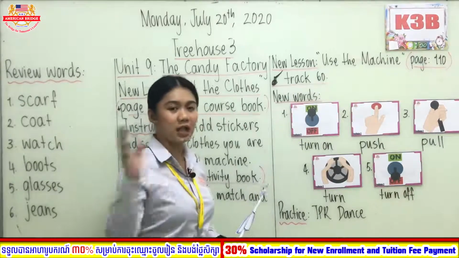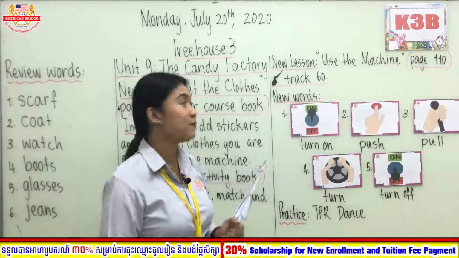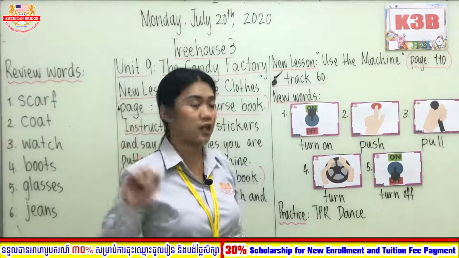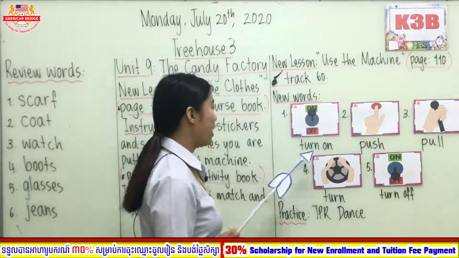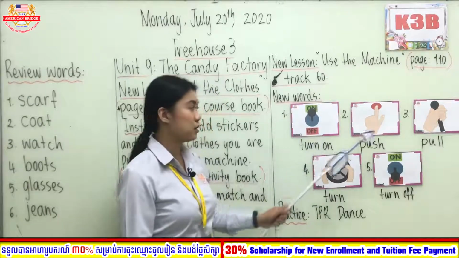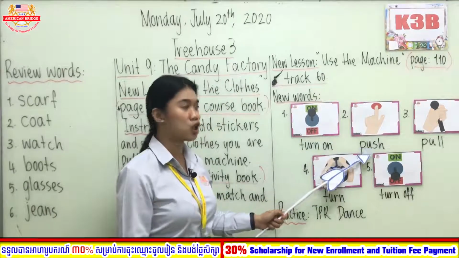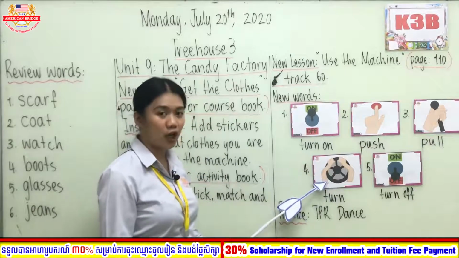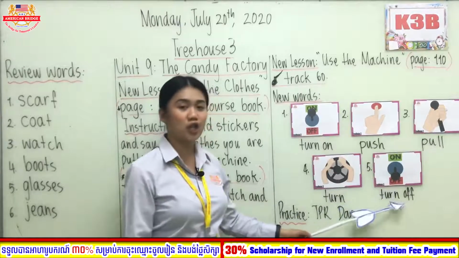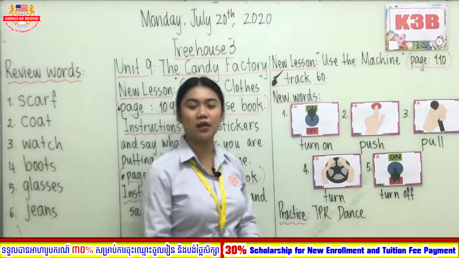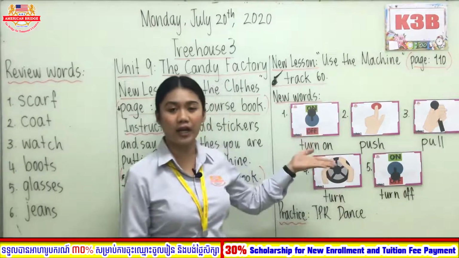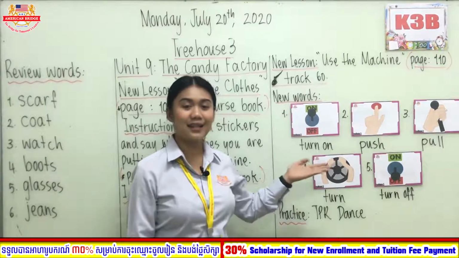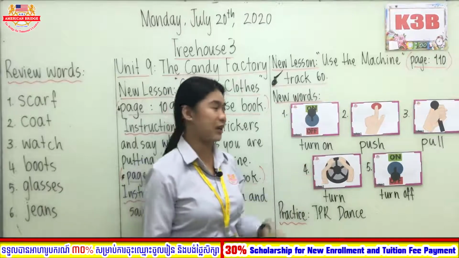So before we proceed to our audio listening, let's talk about our 5 new words. We have number 1, turn on. Number 2, push. Number 3, pull. Number 4, turn. Number 5, turn off. Okay, everyone? So let's read these new 5 words a little bit slower and let's spell all together.